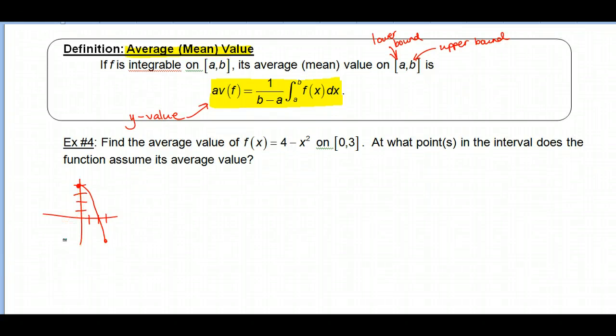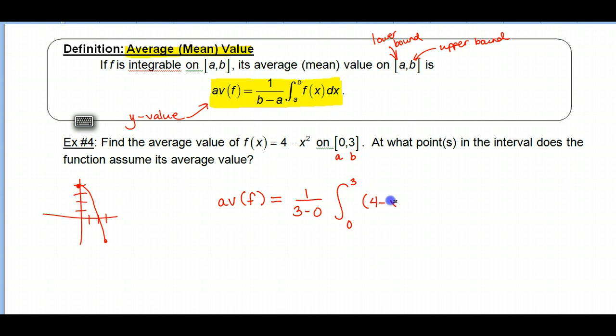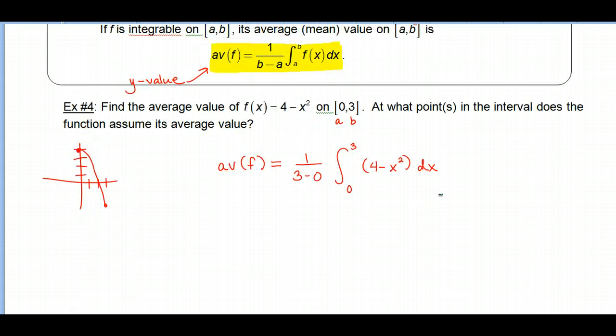Looking at this curve, if we can figure out the area under the curve and then multiply that by 1/3, we'll get the average y value. Why three? Because it goes from 0 to 3, so this is a and this is b. So my average value for f is going to be 1 over 3 minus 0, the integral from 0 to 3 of 4 minus x squared dx. Once I solve that, that's going to give me my average value.